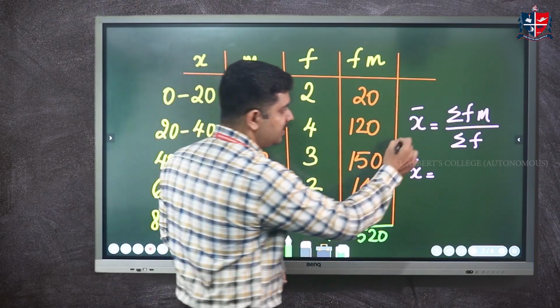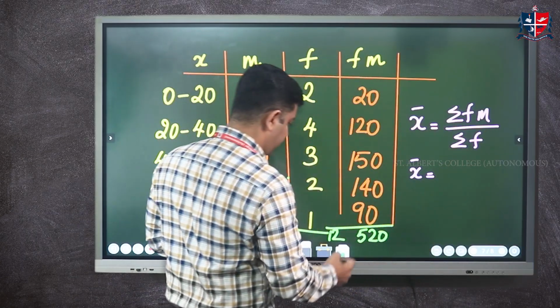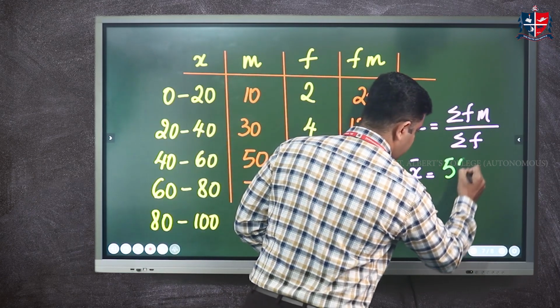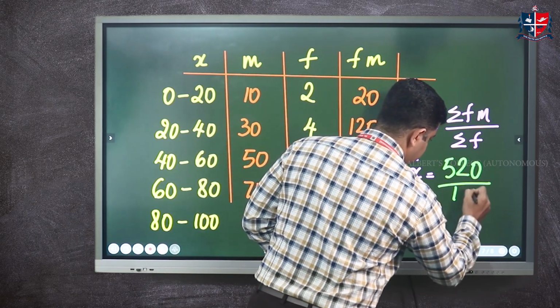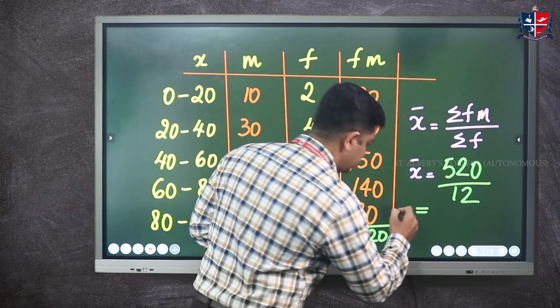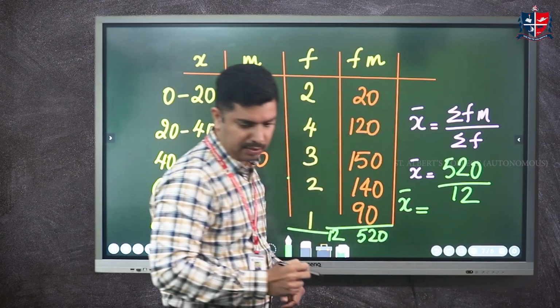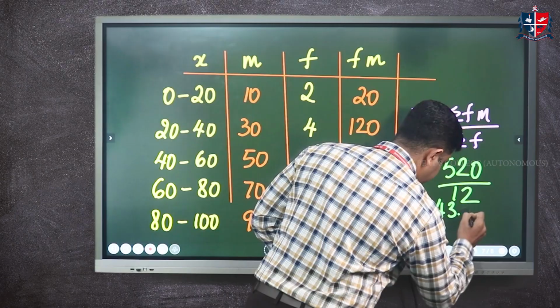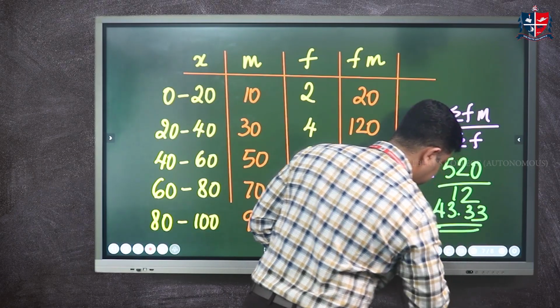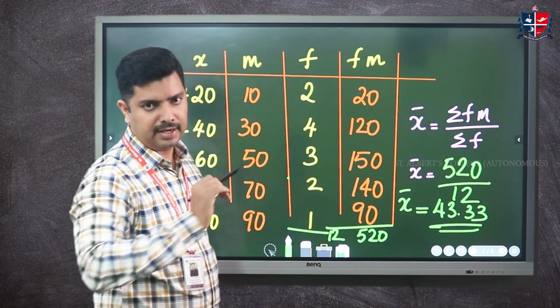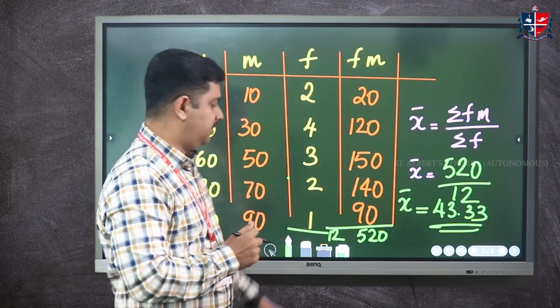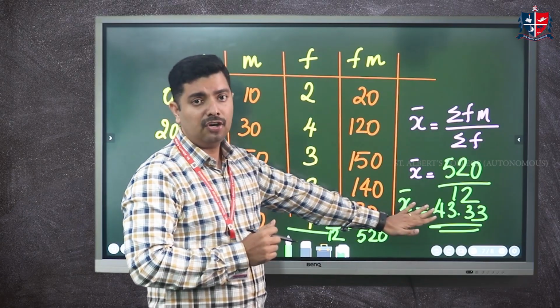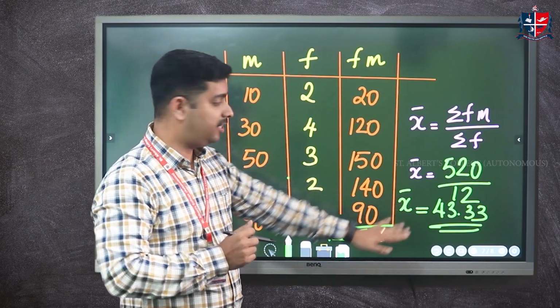So next is sigma Fm by sigma F. That is 520 divided by 12. So what is final? X bar is equal to 520 divided by 12, that is equal to 43.33. So that is your mean of continuous series.